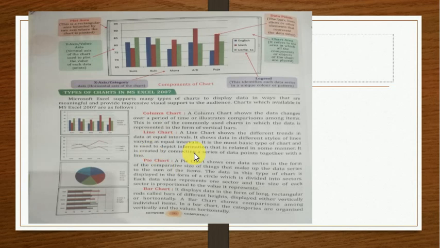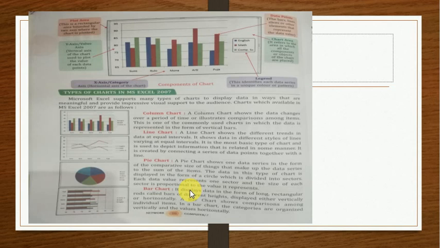All right, and the third one is pie chart. Now a pie chart is in circular form. A pie chart shows one data series in the form of the comparative size of things that make up the data series, to the sum of the items. So the data in this type of chart is denoted in the form of a circle and it is divided into sectors. So what are sectors? These are sectors, like this red color you can see here. This is a sector, this green is another sector. Now it is very easy to identify which one is less, which one is higher. So this can again be used for making comparisons.